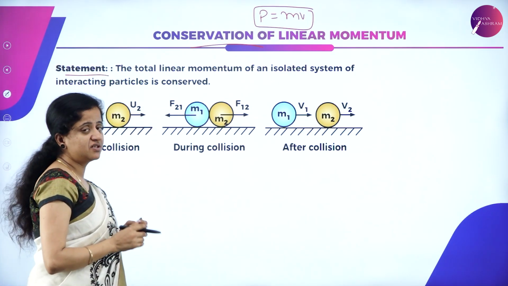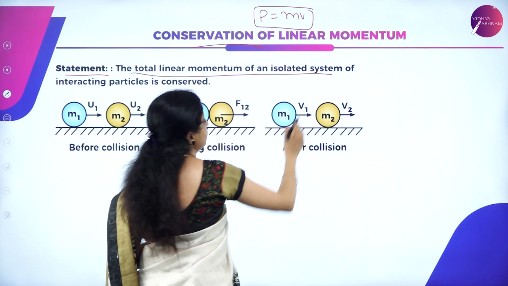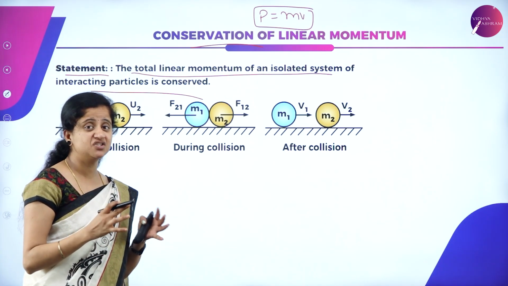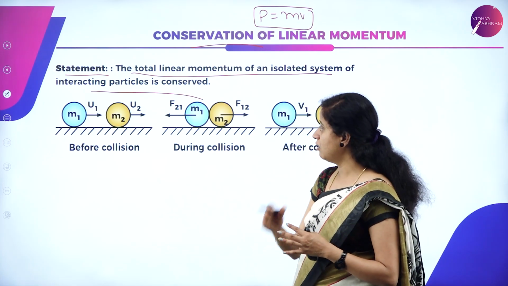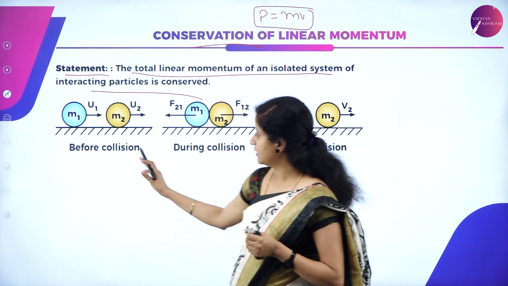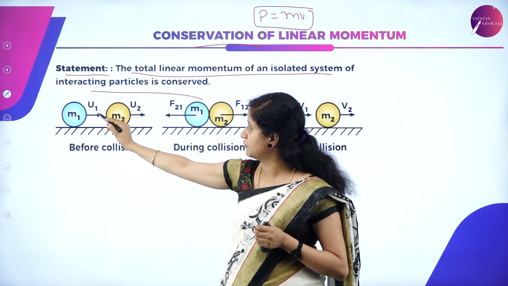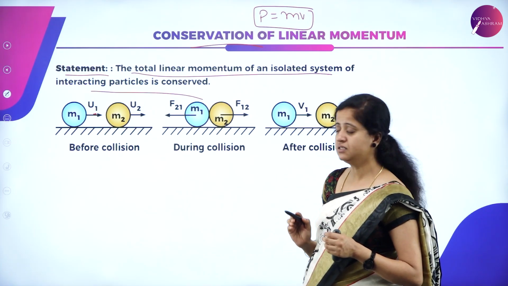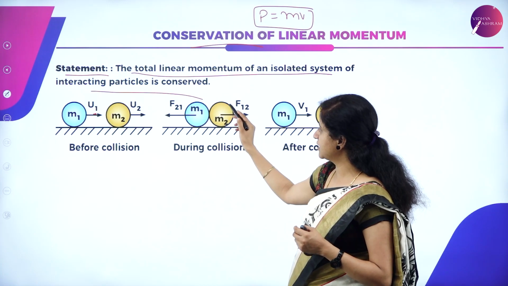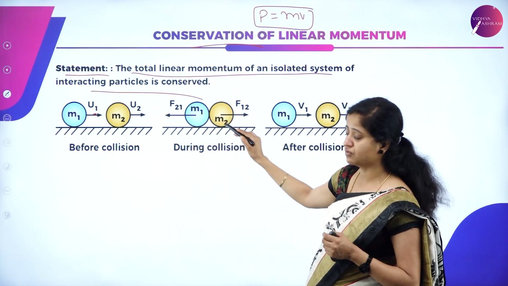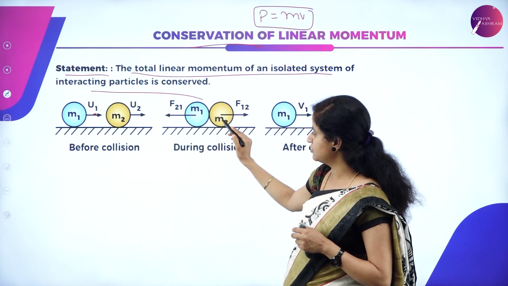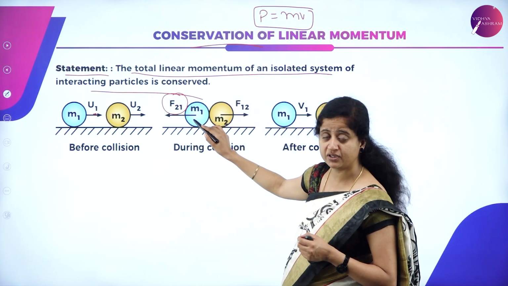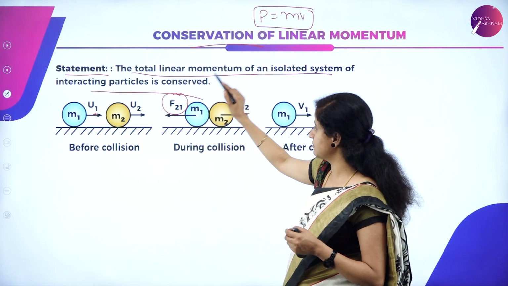The statement of conservation of linear momentum is: the total linear momentum of an isolated system of interacting particles is always conserved. It remains unchanged. Here you can observe two masses m1 and m2 moving in the same direction with initial velocities u1 and u2. This is before the collision of the particles. When these two objects collide, each object exerts a force on the other. Say M1 and M2 are the two colliding objects; F21 is the force exerted by the second object on the first, and F12 is the force exerted by the first mass on the second.